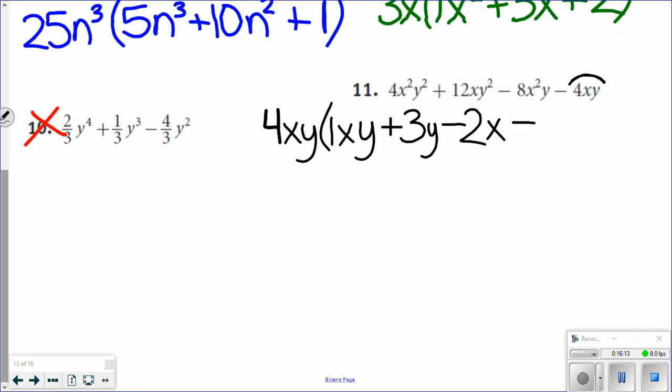Minus, and then this matches my entire GCF. So 4xy divided by 4xy is 1. Remember, we have to have 1 there as our placeholder. I have 4 terms in my problem, so I need 4 terms inside my parentheses.